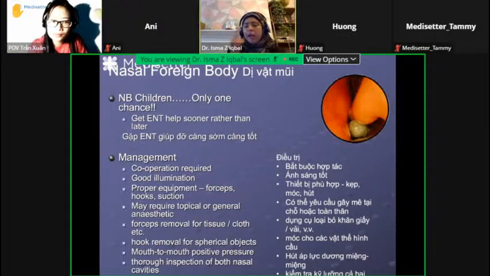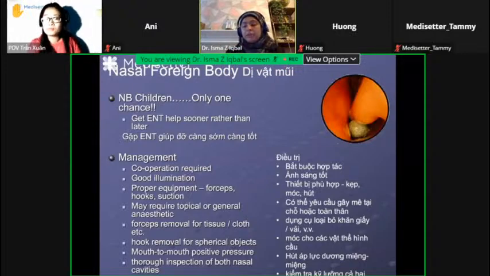You can also apply a bit of local anesthetic before you do the procedure. Either spray the nose or put a little bit of local anesthetic on some cotton wool at the front of the nose to make it more comfortable for the child.